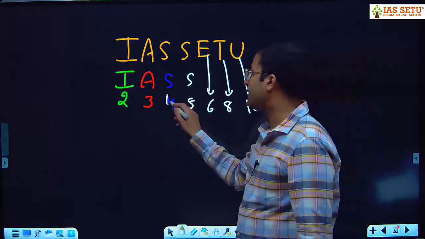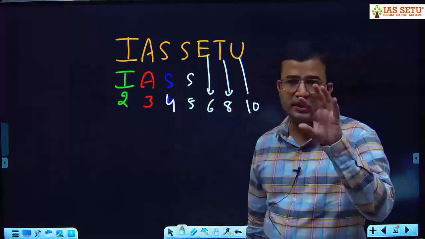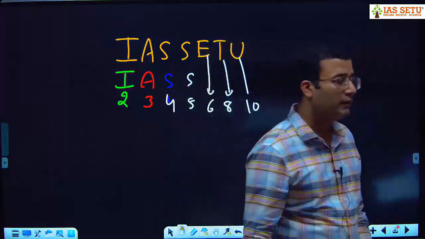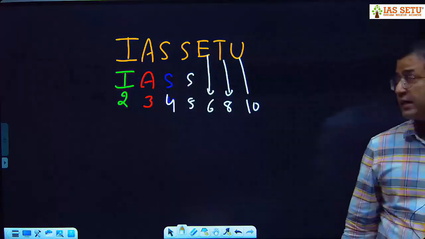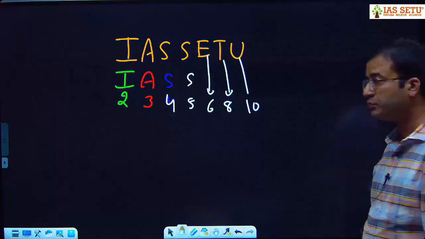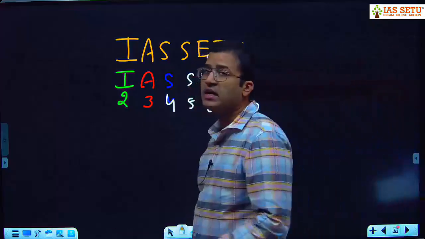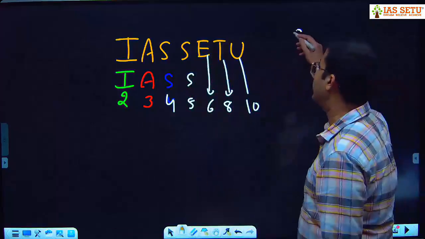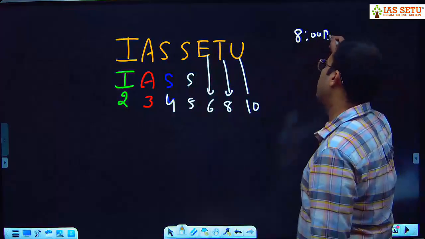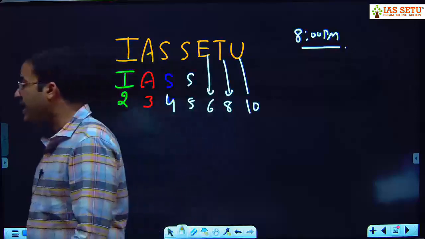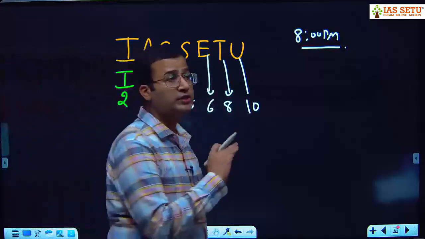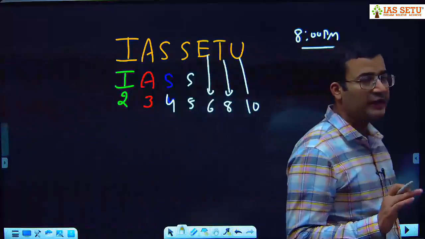So the idea is that we want this I alphabet light to blink every 2 seconds, A every 3 seconds, S every 4 seconds, next S every 5 seconds. And I ask my staff to switch on this light board at 8 p.m. So my question is, after 8 p.m., at what time can you see all these 7 lights blink together?